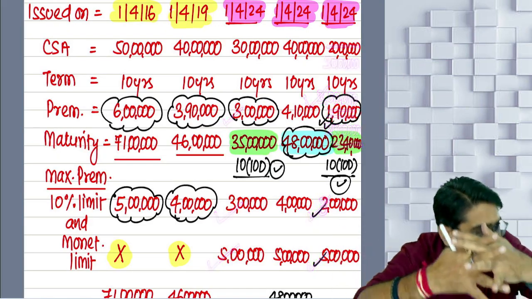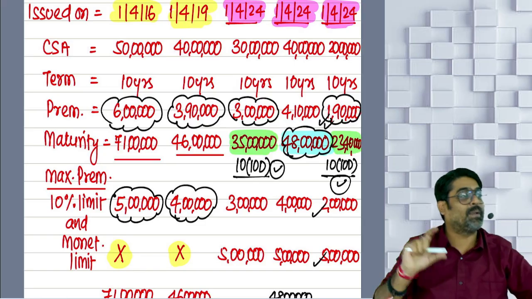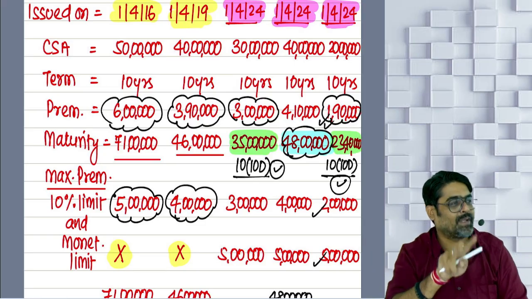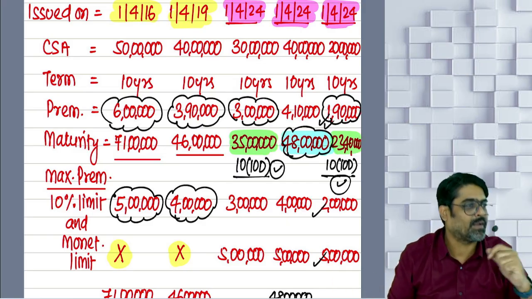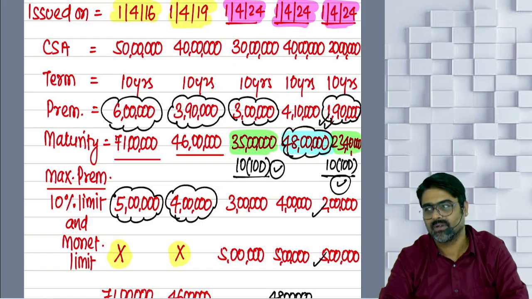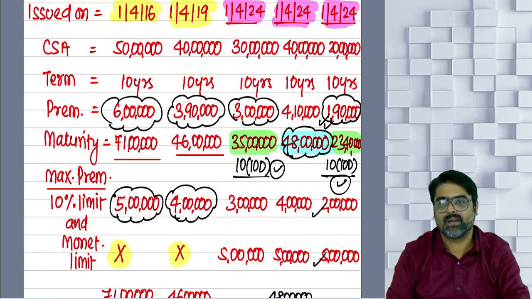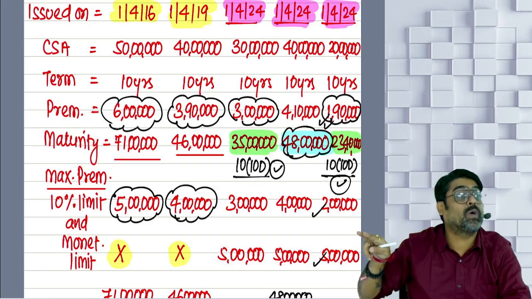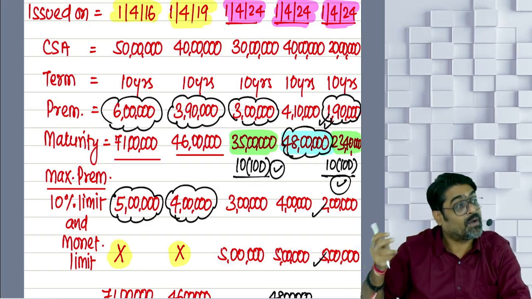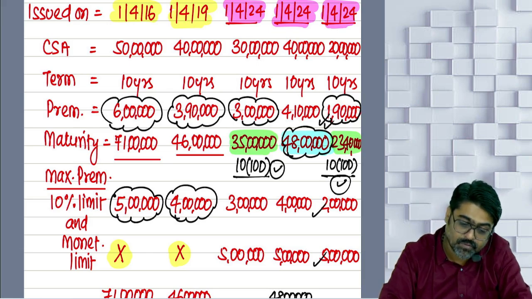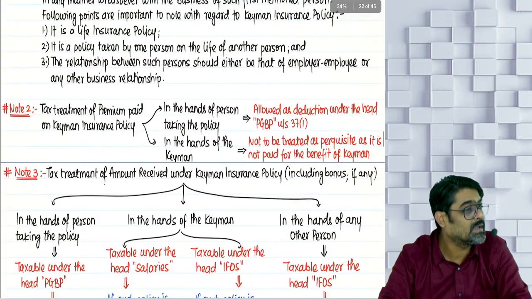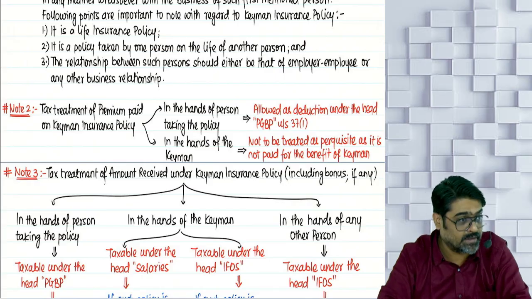But if you add both of them, the total premium is 3 plus 3, 6 lakhs. You cannot take both the exemptions. You will have to lose one and take one. But here you can take both. Why? Because aggregate premium on such policies is within the limit of 5 lakhs. Understood? This is the end of your insurance policies. Everything we have covered at one place.